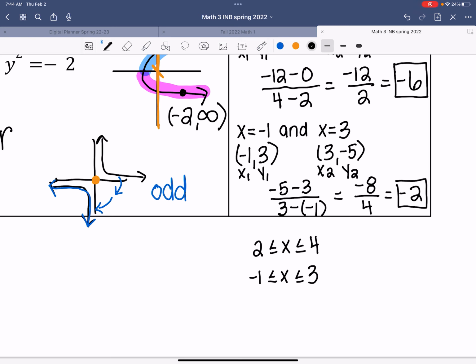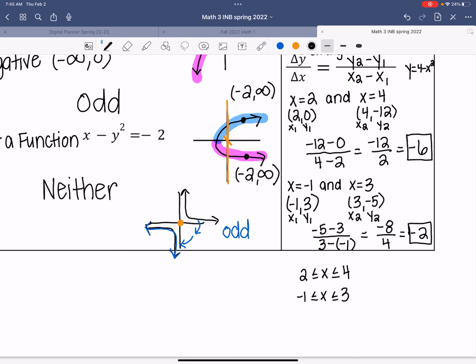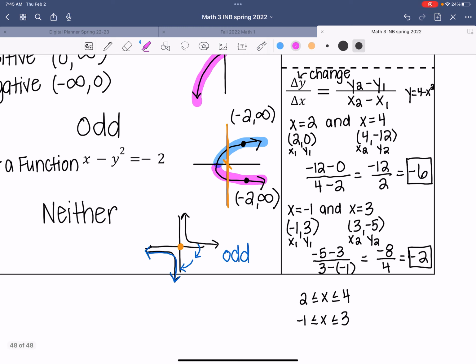Now, they don't always reduce to nice integers, so if you wind up getting a fraction, that's okay. So with rate of change, remember rate of change is y2 minus y1 over x2 minus x1. And you can always go to your graph in order to find those values.